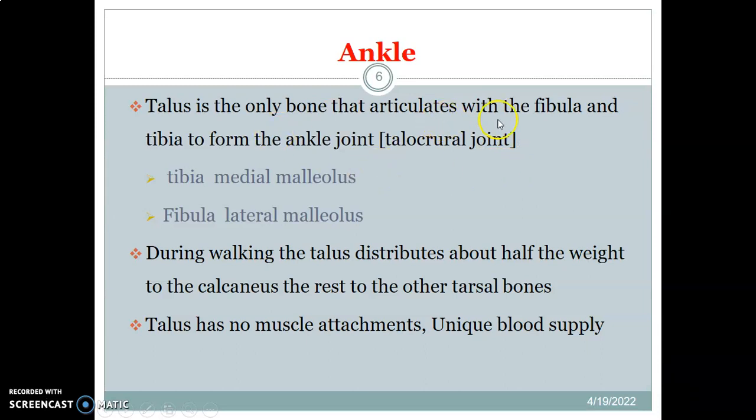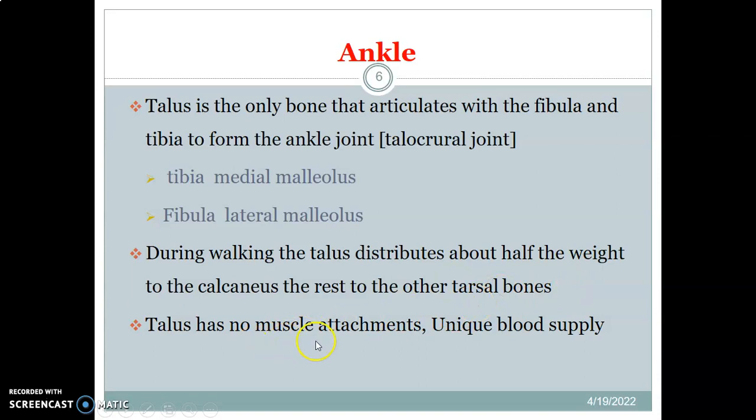So the talus is the only bone that articulates with the fibula and tibia, and together they form the ankle joint, the talocrural joint. And this is formed by the superior surface of talus and the medial and lateral malleoli. So during walking, the talus helps to distribute the weight from the tibia to the calcaneus and to the rest of the other tarsal bones.